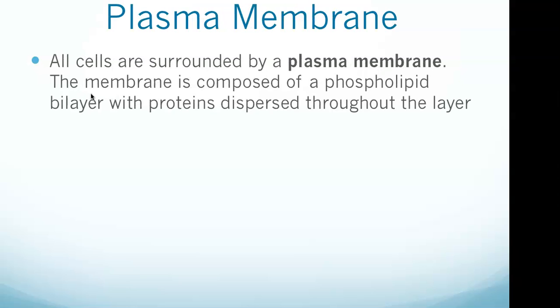All cells are surrounded by a plasma membrane. The membrane is composed of a phospholipid bilayer with proteins dispersed throughout the layer. The membrane is also covered in places with cholesterol molecules and proteins. The plasma membrane is selectively permeable and regulates which molecules are allowed to enter and exit the cell.